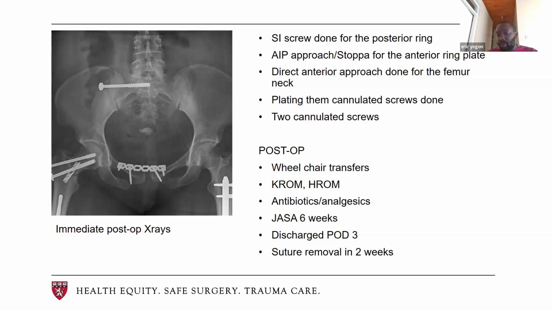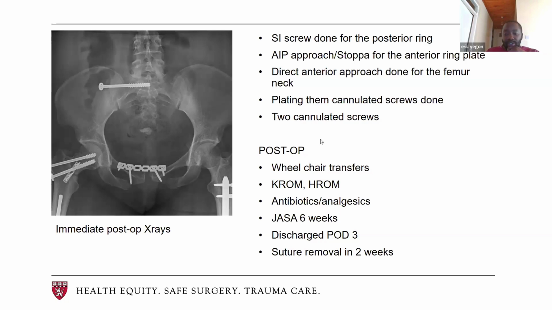Then of course post-op rehabilitation, looking at the amount of injuries, we first started with wheelchair transfers. Of course, it was important to range all joints. I gave antibiotics for just 24 hours post fixation, analgesics. Because of the amount of injury she had, we thought to anticoagulate her with junior aspirin for about 6 weeks. We discharged her on the 3rd day after fixation of the pelvic ring, but of course it had been almost a week in hospital after fixation of everything else. In 2 weeks we came and removed the sutures.